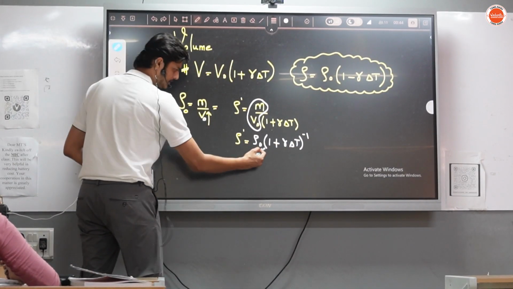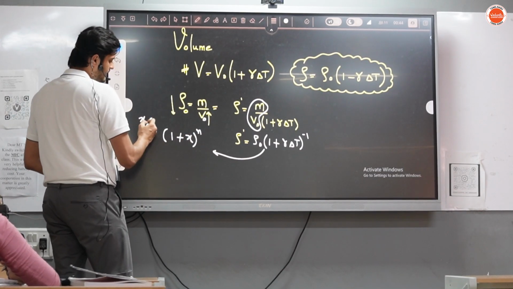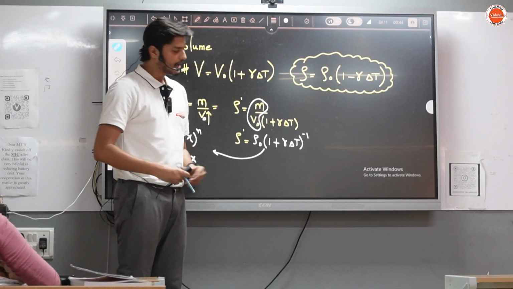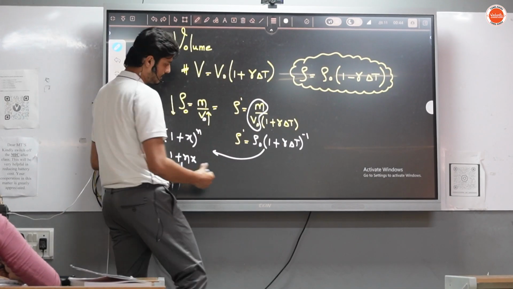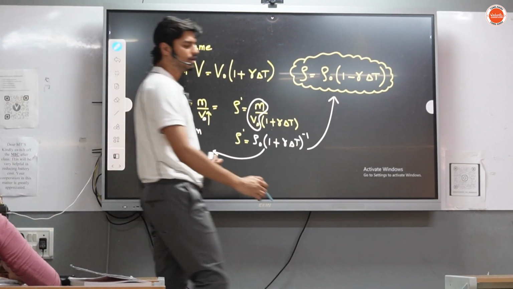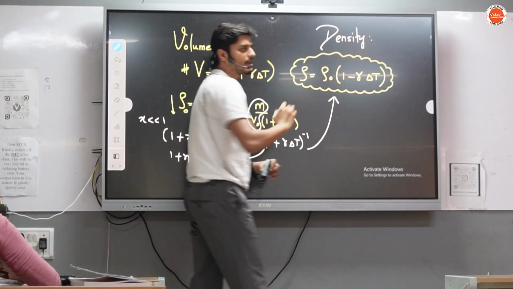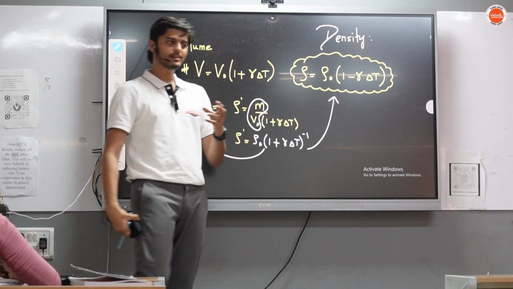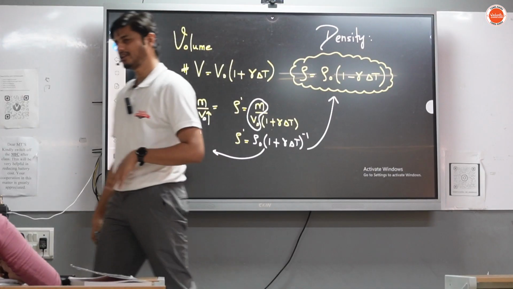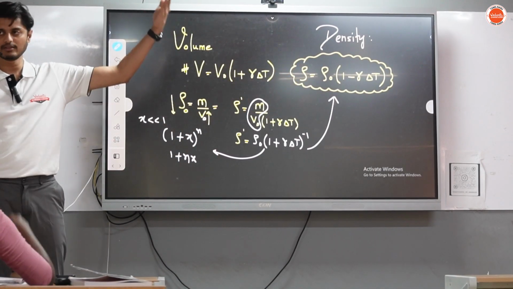Then the binomial approximation: 1 plus x to the power n, if x is much less than 1, can be written as 1 plus nx. Here n is minus 1, so this will come. Is it clear? This is the density variation, density varies only slightly. But water has a very strange behavior that we will see, from 0 to 4 degrees Celsius.